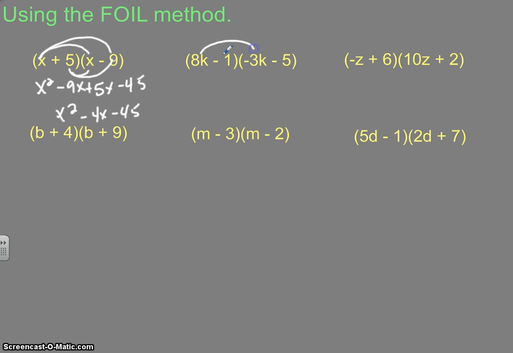Let's multiply the firsts together. 8 times negative 3 is negative 24. That's k squared, because k times k is k squared. 8k times negative 5 is negative 40k.